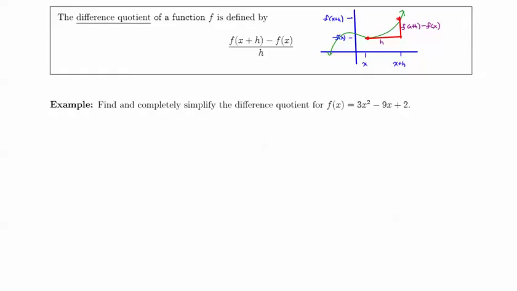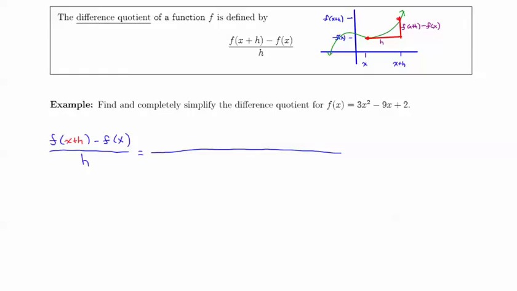So we'll start with our original expression, which is f of x plus h minus f of x, and that's all over h. Now, the first thing we've got to do is figure out what is this f of x plus h. As we look at this, this is the function f evaluated at x plus h. So let me highlight this. We're going to find f of x plus h.